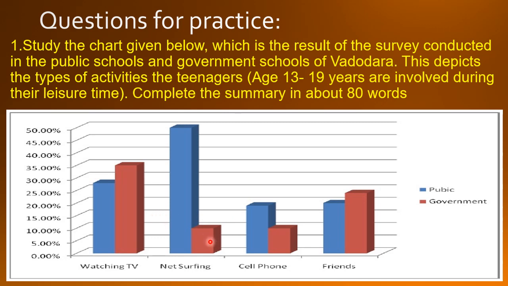Here you find two composite bars used. Two bars are used in the same place. The blue stands for public and the purple stands for government students. Public schools and government schools here. So you can find the difference of the two schools in the same graph. You call it a composite bar graph. So here we are going for the answers.